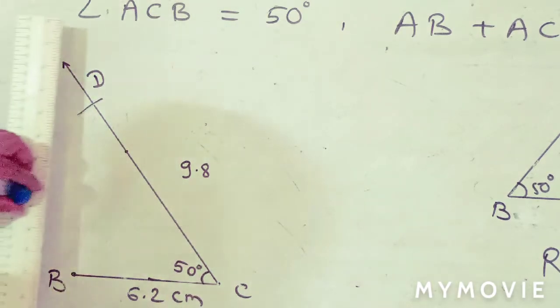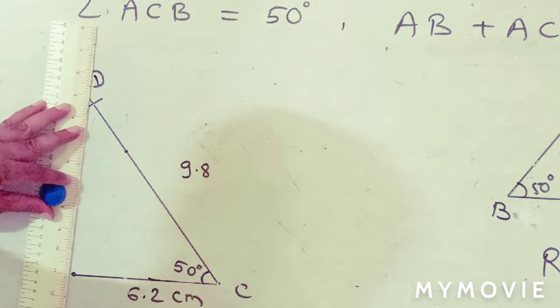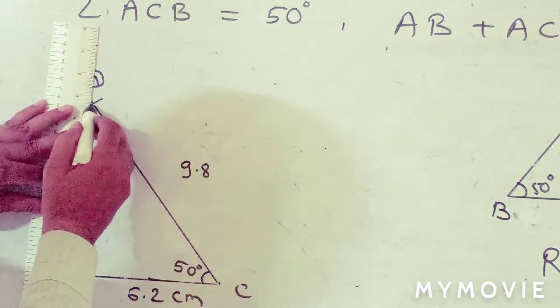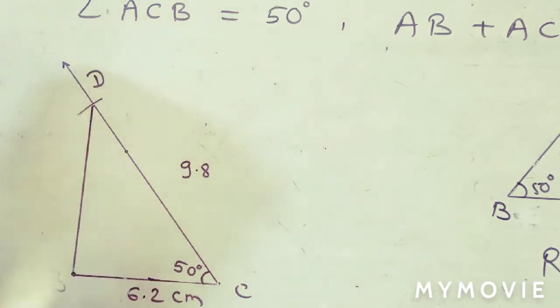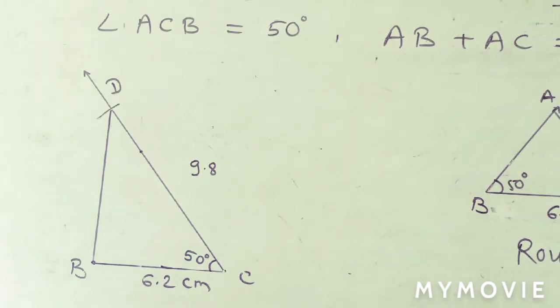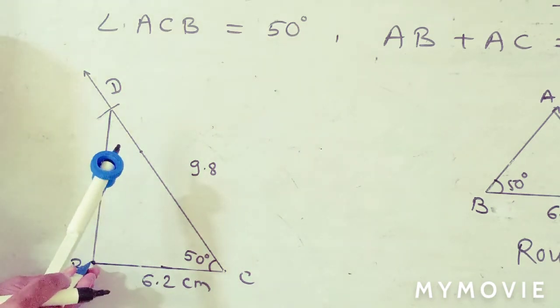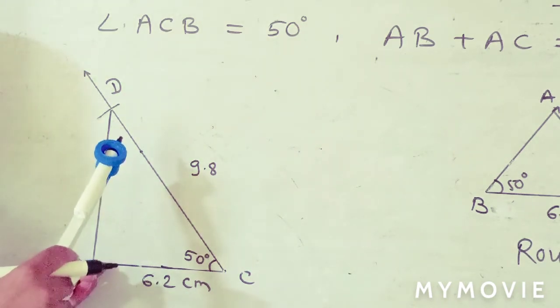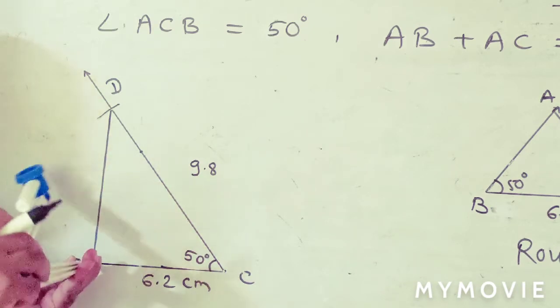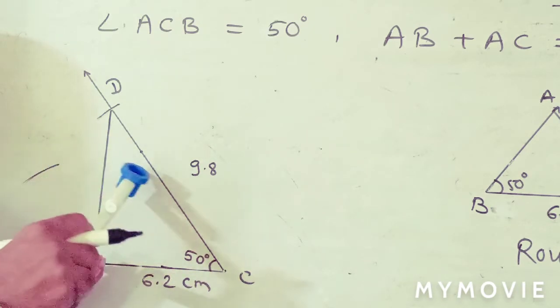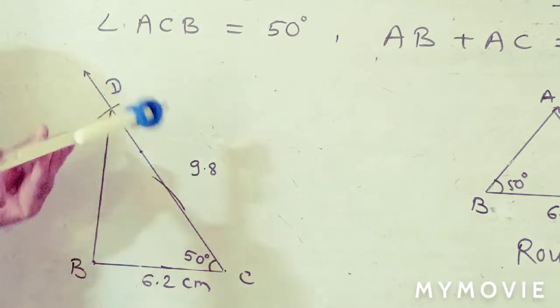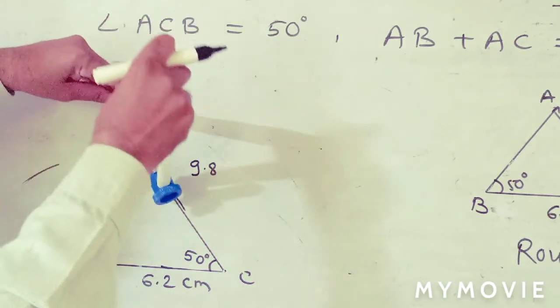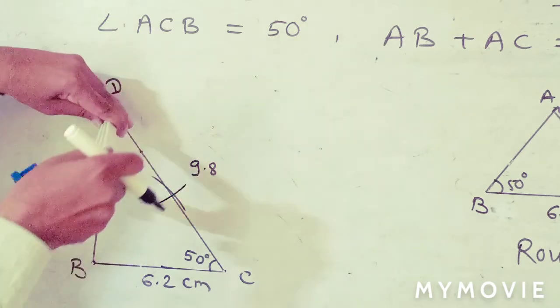Now join DB. DB is joined. After joining DB, we have to bisect. We have to draw the perpendicular bisector of DB. Now take more than half. Once put at point B, one arc on the left, then here on the right, then by putting on D, let them both intersect.